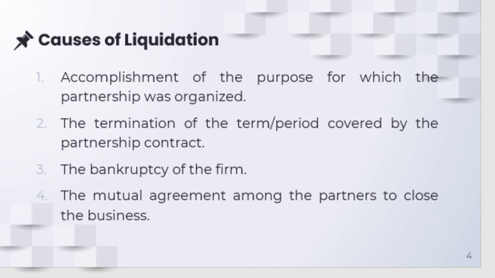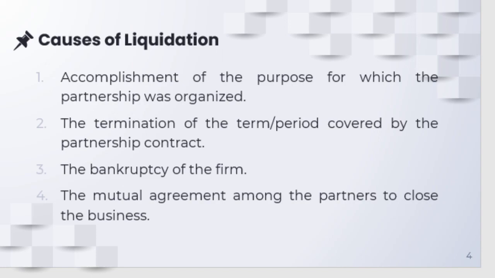So, number 2, termination of the term or period covered by the partnership contract. So, eto naman yung partnership with a period, or again, if may particular undertaking as to how long will the partnership exist. So, say for example, for 5 years mag-exist yung partnership. So, after 5 years, magli-liquidate sila. So, kung ano yung nakasaad sa contract nila, kung ilang years lang sila mag-exist. So, yun yung susundin. So, that is one of the causes of liquidation.